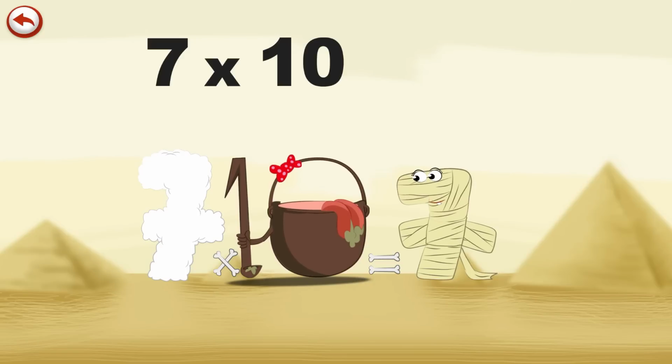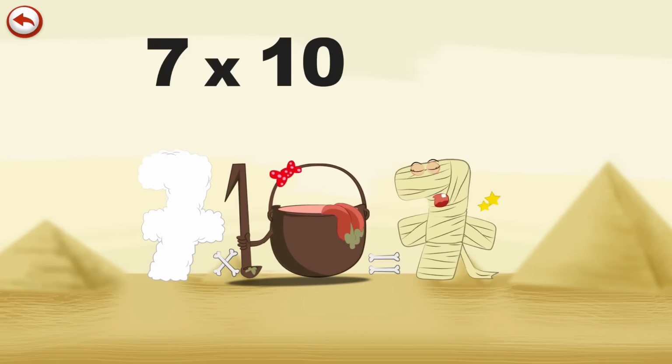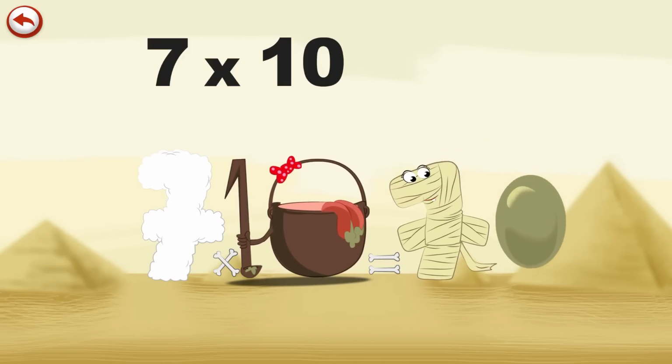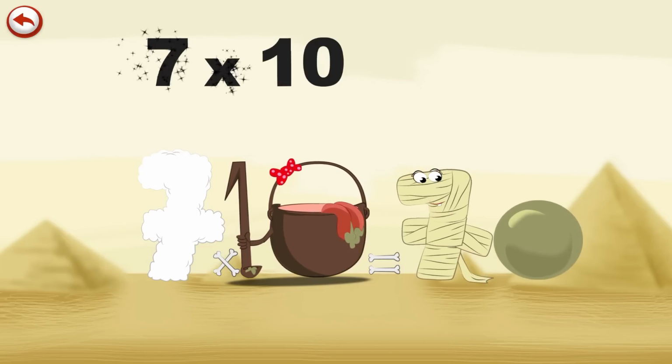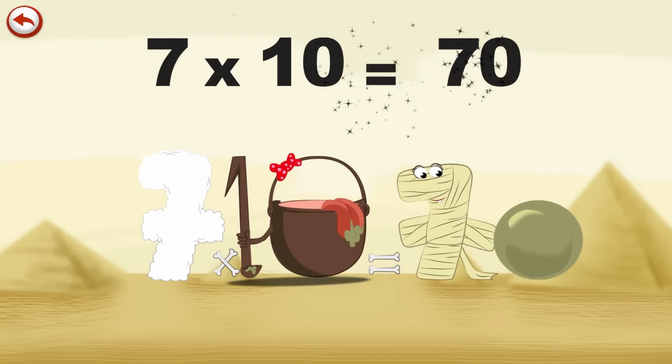She gives an enormous magic burp and blows a bubble in the shape of a 0. 7 times 10 is 70.